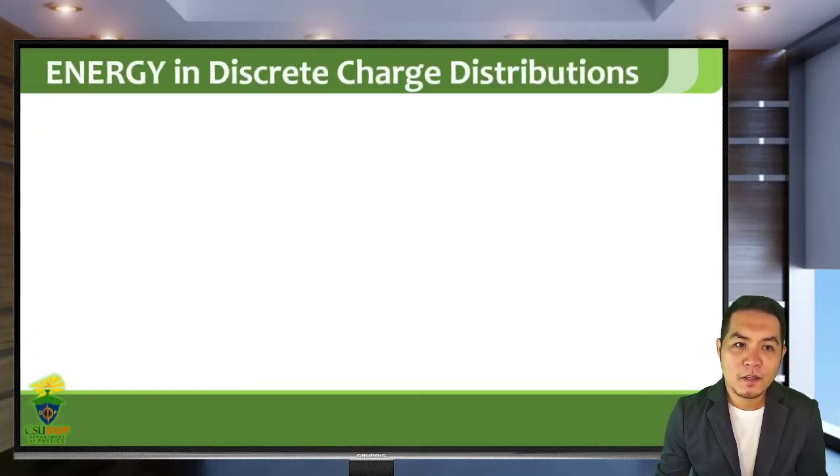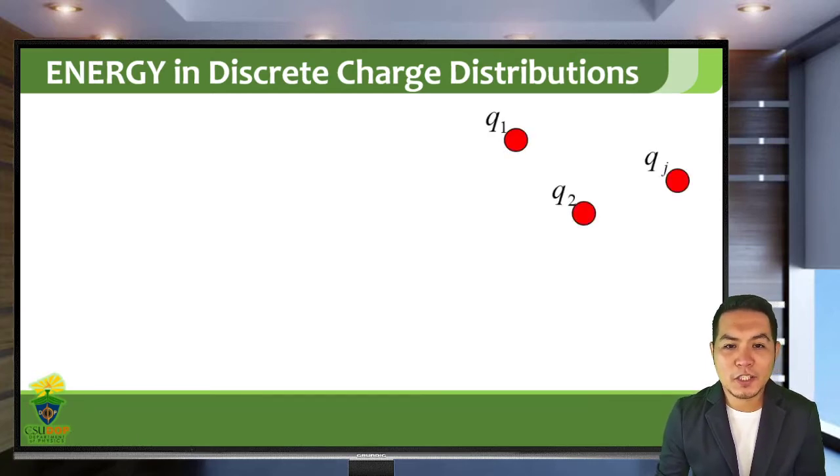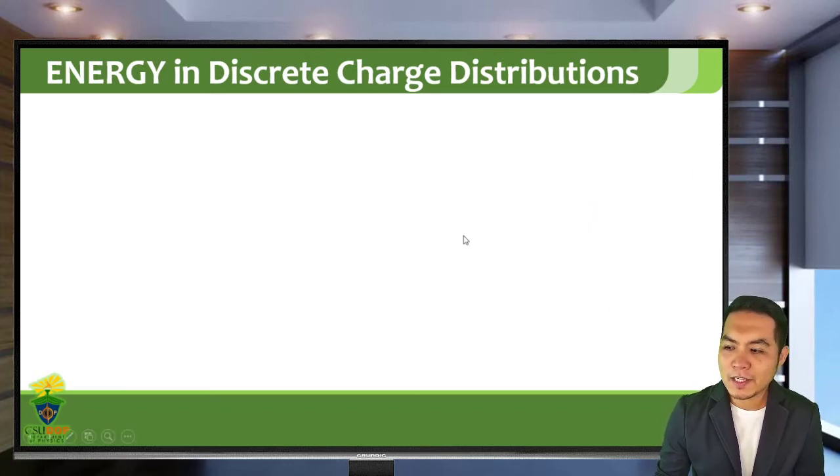So let's first try to solve what is the energy of a discrete charge distribution, and it's basically the work done in bringing all the discrete charges from infinity to your final location where your charge distribution is located. So suppose you have a discrete charge distribution q1, q2, q3, qj, and you are asked to find it.